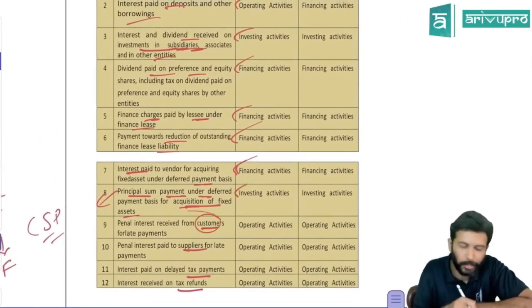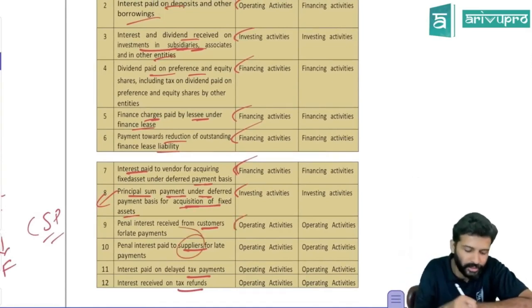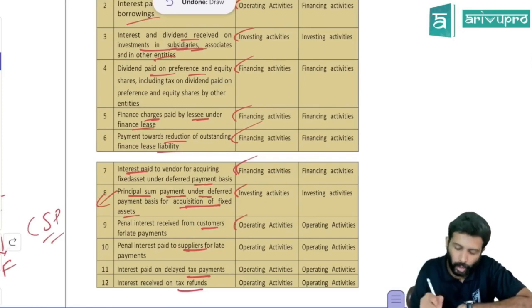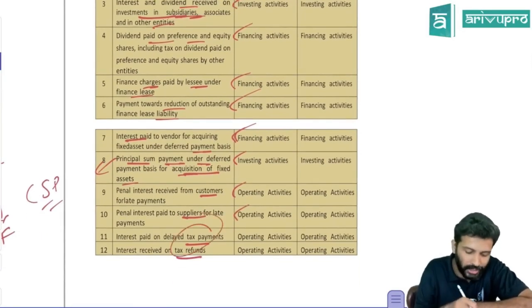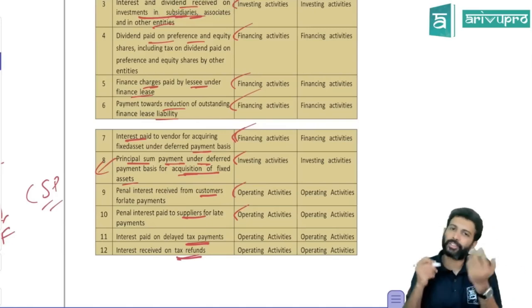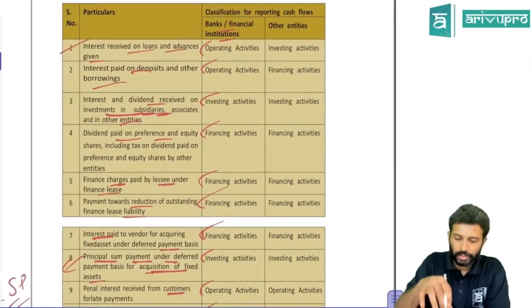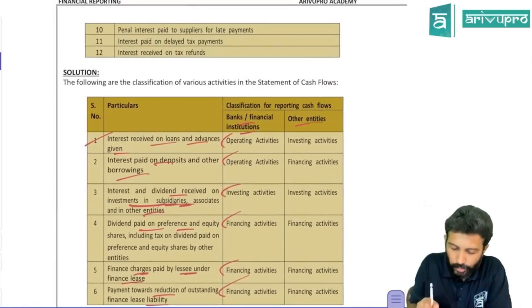Penal interest received from customer. Customer is our daily runner, part of our operations, so operating activity. Interest paid to our suppliers and creditors is part of our operations, operating activity. Income tax, interest paid on income tax, income tax refund. If they don't give any information about tax, we always put it under operating activity itself. This is for the banks; the same classification applies if you want to do it for other entities.